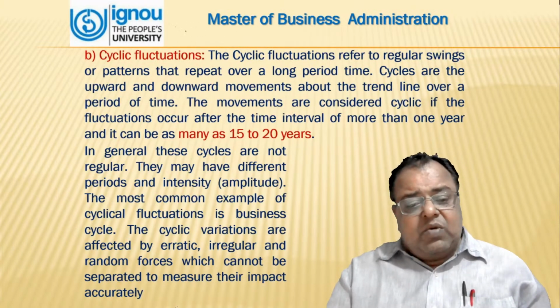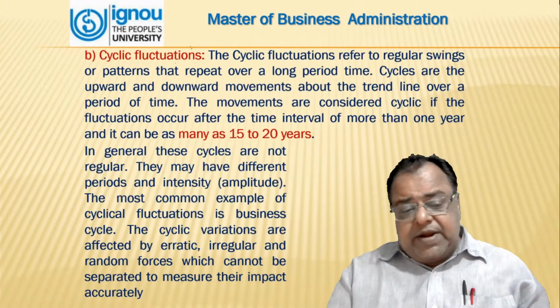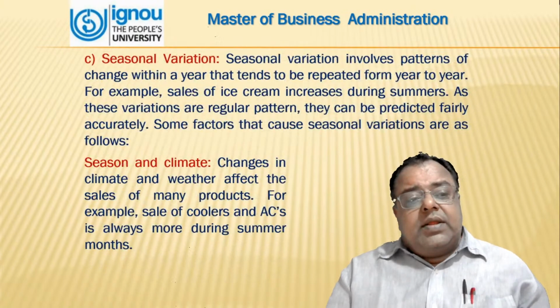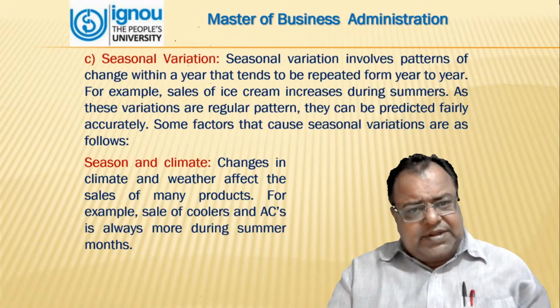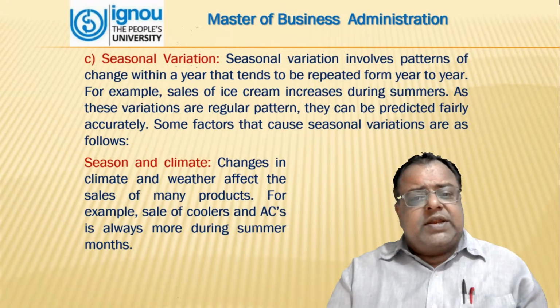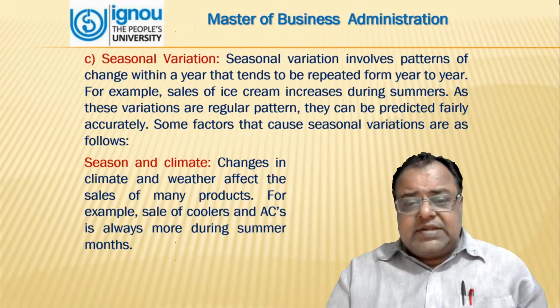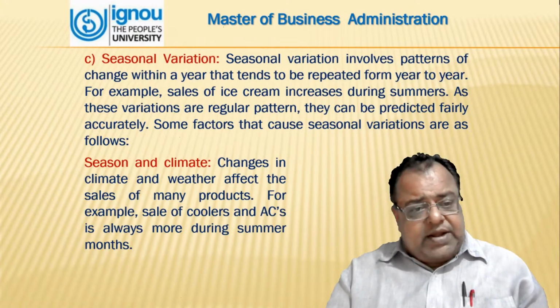Seasonal variations are regular patterns that occur within a year. They can be predicted fairly well.